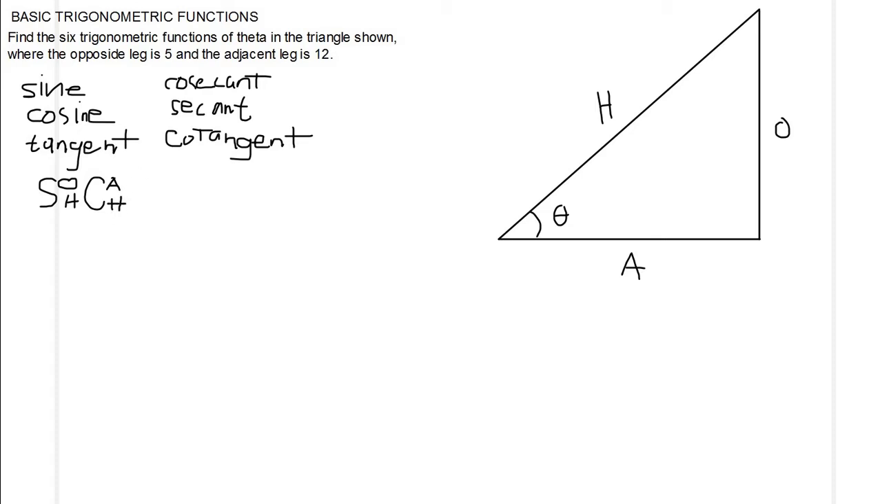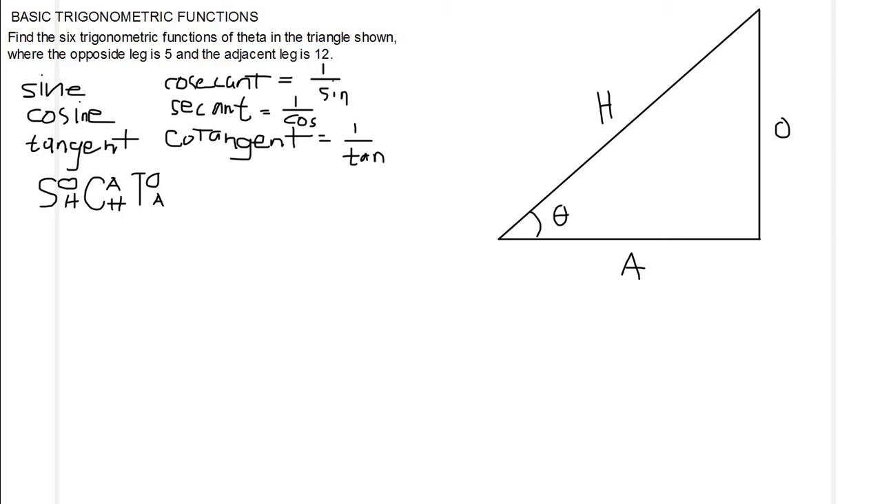So let us always remember the acronym SOHCAHTOA, which means sine is opposite over hypotenuse, cosine is adjacent over hypotenuse, tangent is opposite over adjacent, and then cosecant is the reciprocal of sine, secant is the reciprocal of cosine, and cotangent is the reciprocal of tangent.